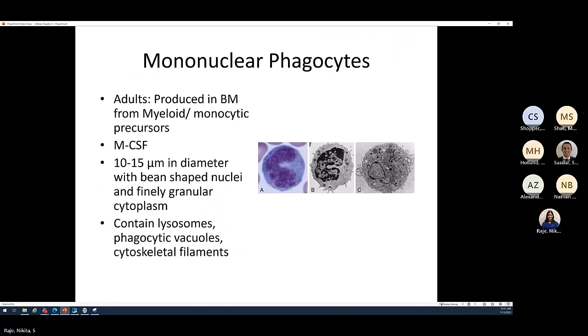Right. We can move on to talking about mononuclear phagocytes now. So we talked about the neutrophils, which were one type of phagocyte. The mononuclear phagocytes are produced in the bone marrow from myeloid monocytic precursors under MCSF influence. They are also about 10 to 15 micrometers in diameter, and they have this bean-shaped nucleus, and their cytoplasm is pretty granular. You can see that in the figure here. The cytoplasm contains lysosomes, phagocytic vacuoles, and cytoskeletal filaments.